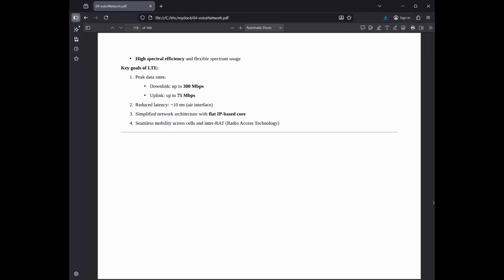Key goals of LTE: 1. Peak data rates, downlink up to 300 Mbps, uplink up to 75 Mbps. 2. Reduced latency, 10 ms on the air interface. 3. Simplified network architecture with a flat IP-based core. 4. Seamless mobility across cells and inter-RAT (radio access technology).